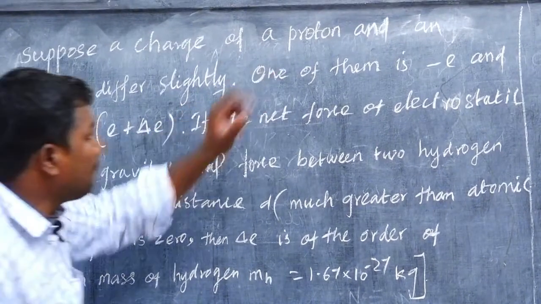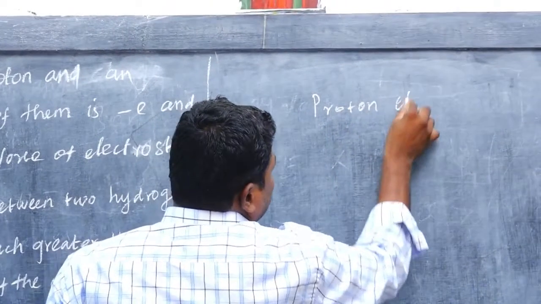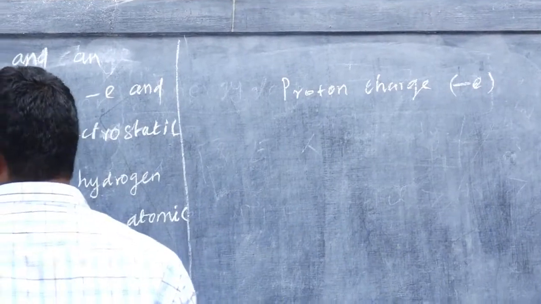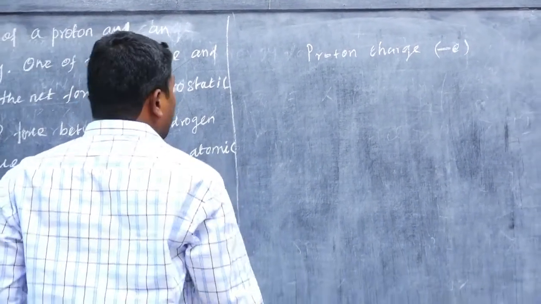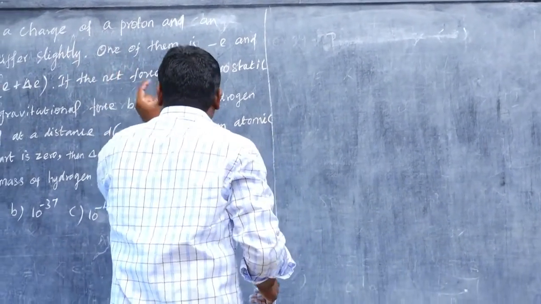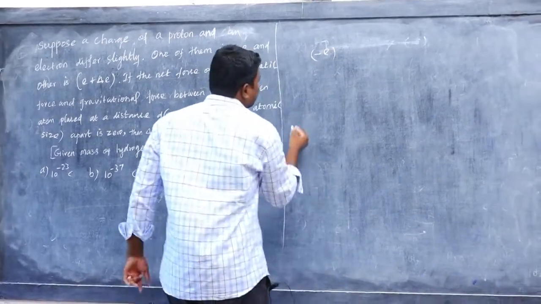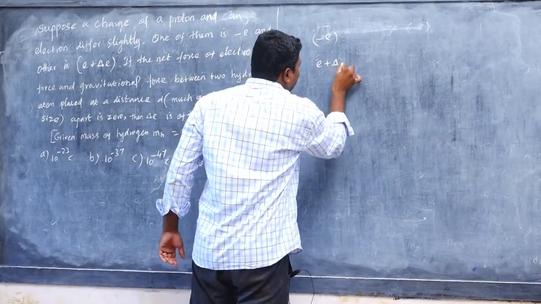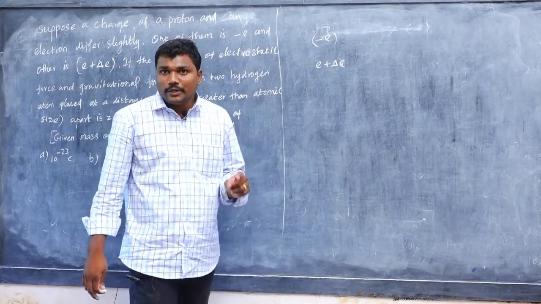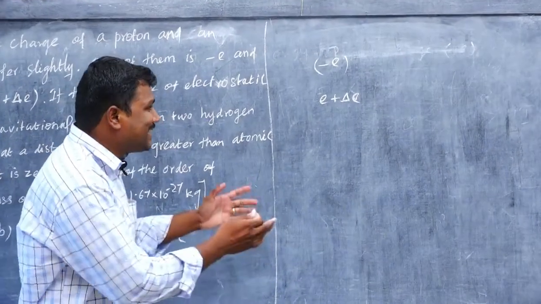First, the proton and electron charges are slightly different. One charge is minus E and the other charge is E plus del E. And you know the atom has a number of electrons and protons, so we consider the net charge in the atom.